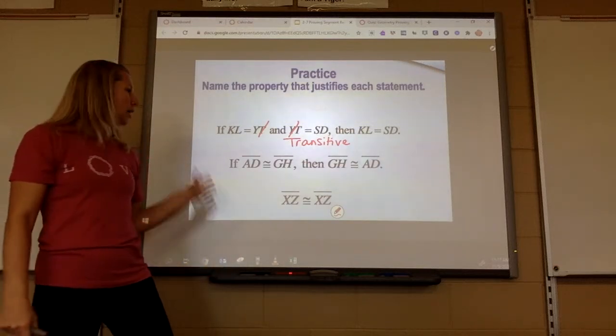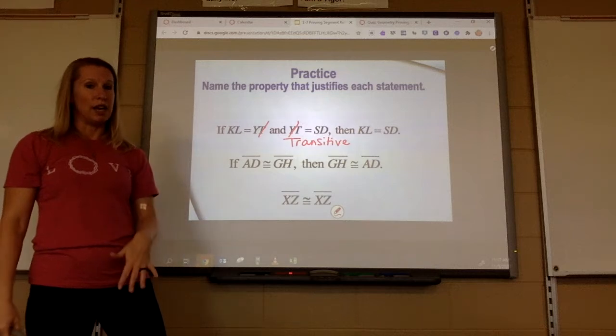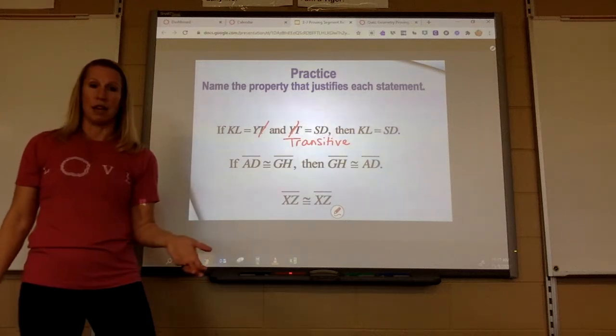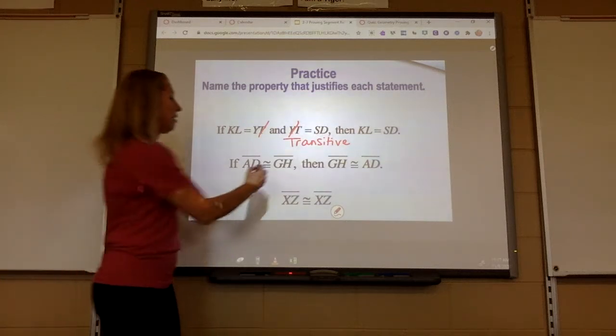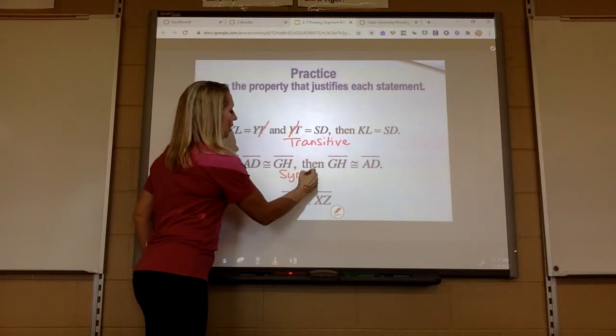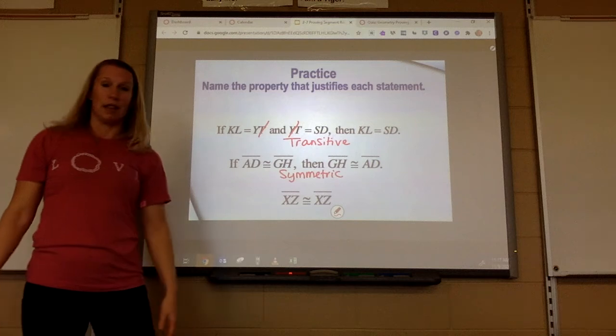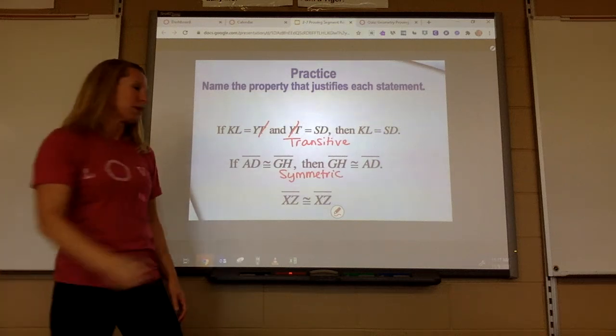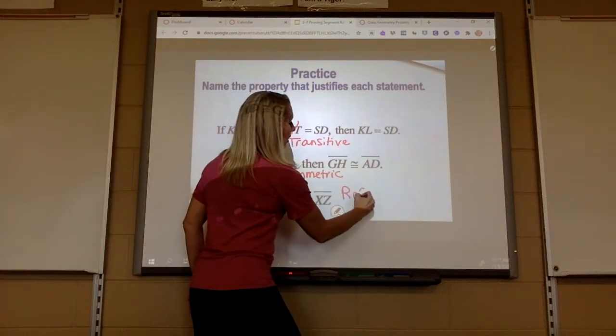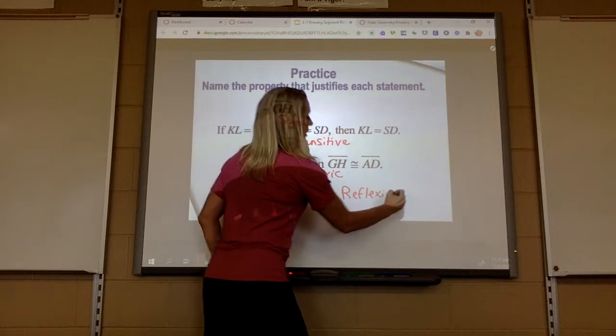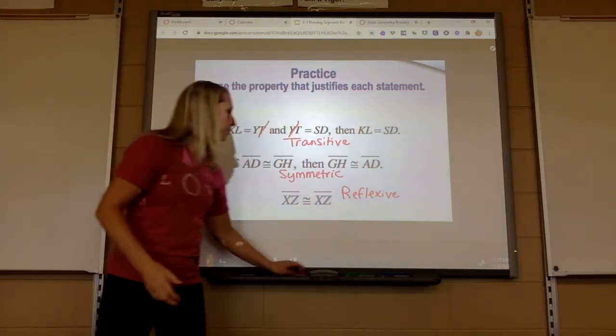Okay, what about this one? If AD equals GH, then GH equals AD. That's kind of like the converse, the flip. That is symmetric property. And then finally, what's the one where it equals itself? XZ equals XC? That is reflexive property. So I hope you remember those.